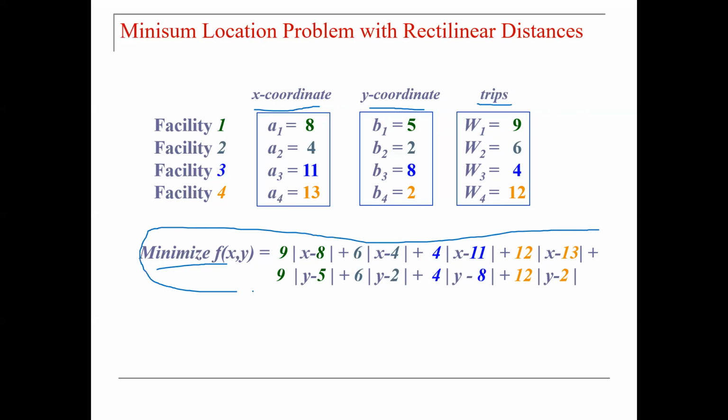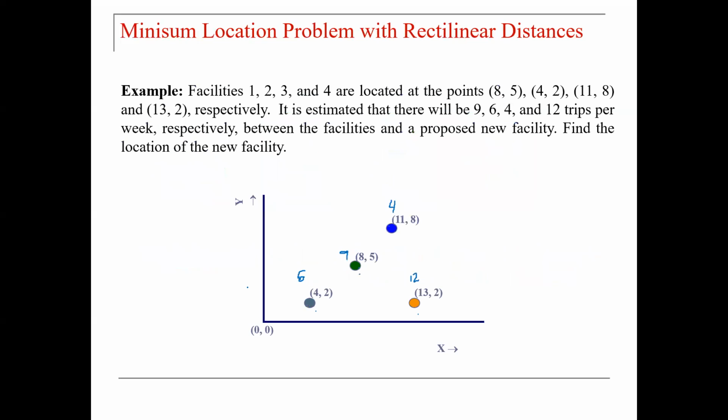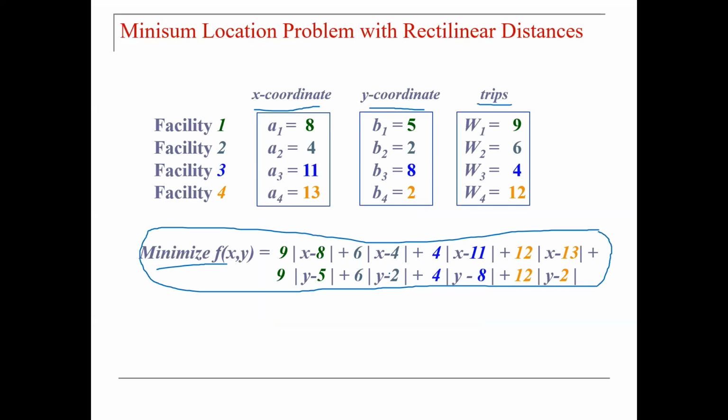As you can see, the unknowns are X and Y. X and Y are the coordinates for the new facility. So whatever X and Y are is where you're going to place that new facility in this space. We want to make sure that the optimal solution, that location, is going to minimize this function.